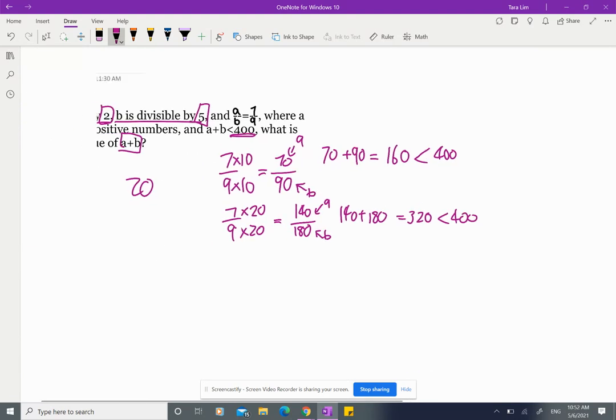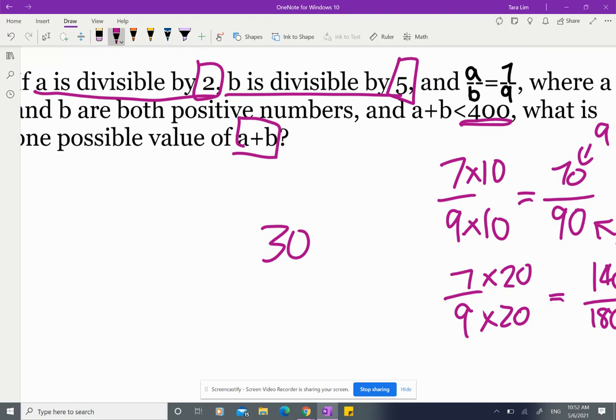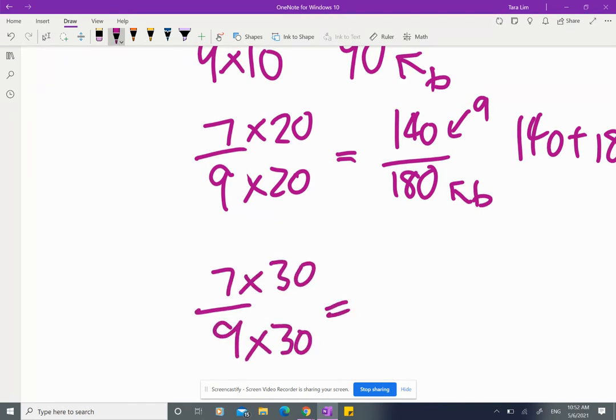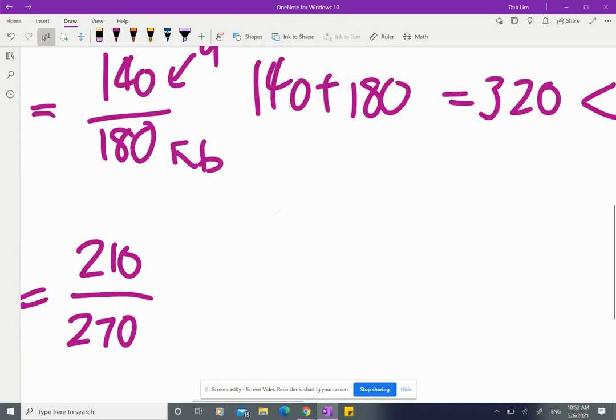Now, let's see if we can keep on going. So this time, let's try 30. Now, 30 can be divisible by 2 because it's an even number. And again, it can be divisible by 5. 5 times 6 is 30. So this time, we do the same thing again, but this time we're multiplying by 30. Now 7 times 30 gives us 210. 9 times 30 gives us 270.